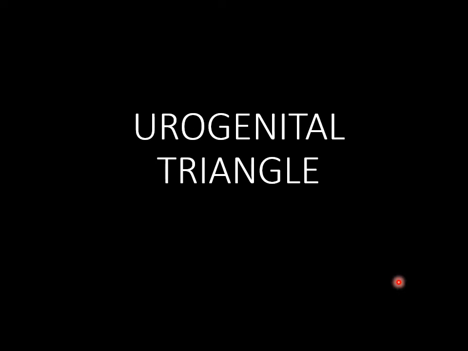So, when we were discussing the general idea of the perineum, we have seen it is a diamond-shaped area which is present at the outlet of the pelvis. We have drawn an imaginary line joining the two ischial tuberosities that separates the perineum into two different regions. Anteriorly we can identify the urogenital triangle, posteriorly we can see the anal triangle. So what about this urogenital triangle? Let us explore now.